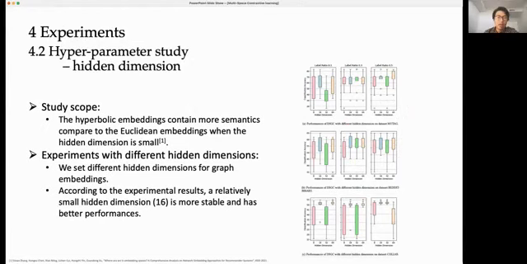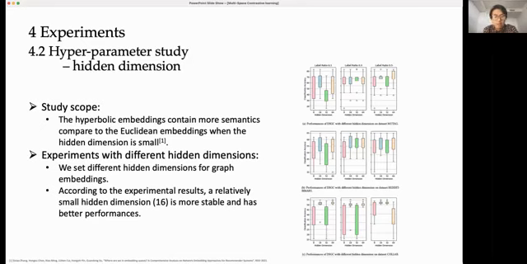We also conducted a hyperparameter study regarding the hidden dimension of the graph embeddings. The most obvious uniqueness between the Euclidean space and the hyperbolic space is that Euclidean space expands polynomially, while the hyperbolic space expands exponentially. Therefore, we can leverage that with much lower dimensional embeddings to represent a graph in the hyperbolic space, which will result in compact but powerful embedding spaces.